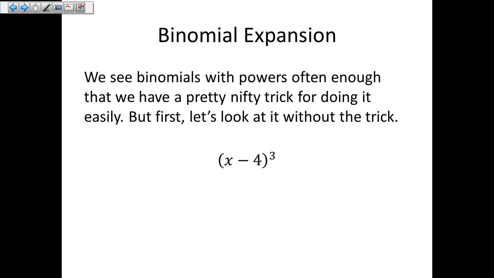Alright, so let's talk about binomial expansion. Binomial expansion is just literally where we take a binomial, usually our variable x plus or minus a number, and we raise it to some power. In this case we're going to look at a power of 3. Now we have a pretty cool trick for doing this easily, but first I want to look at how we would do this without the trick. This is kind of to make you appreciate the trick.